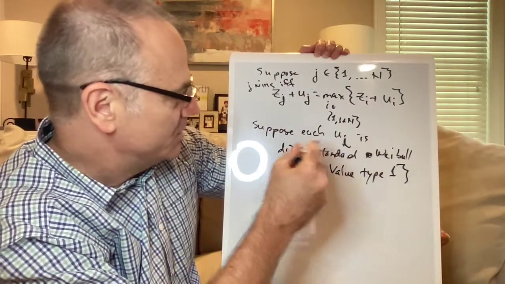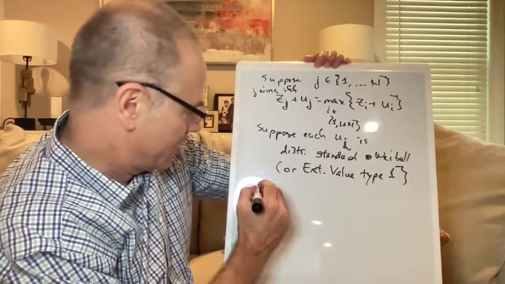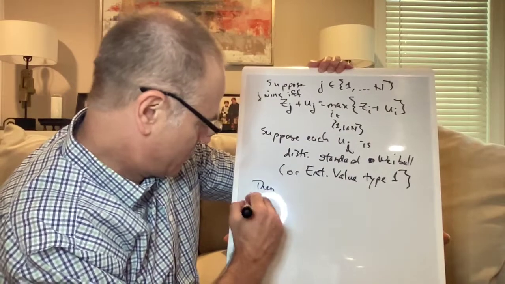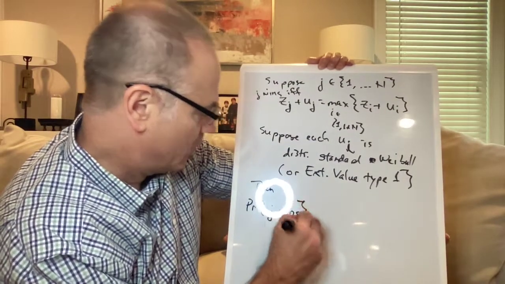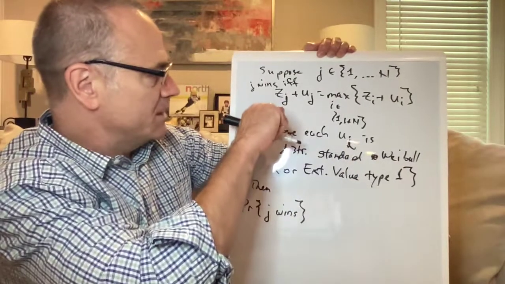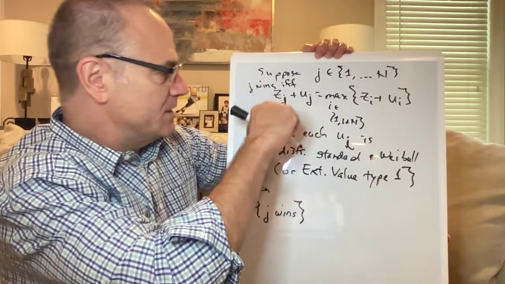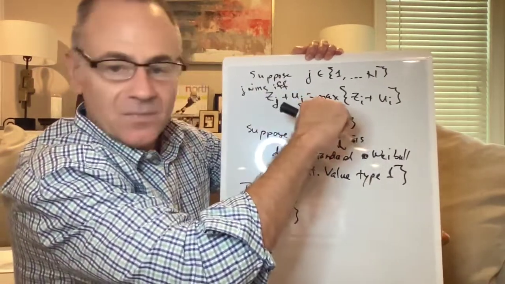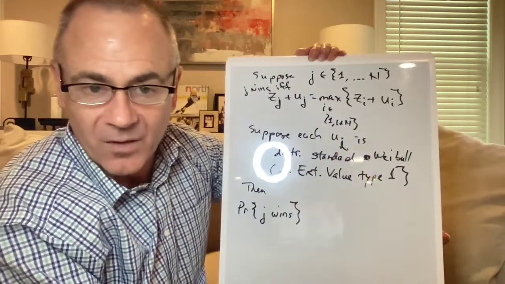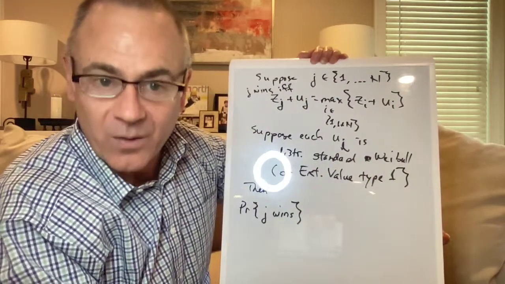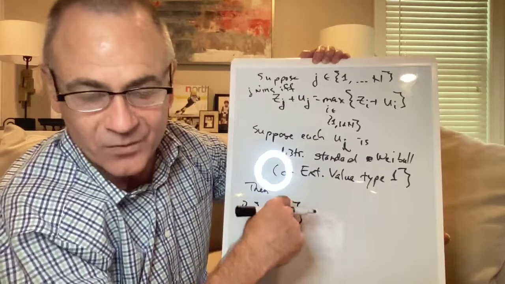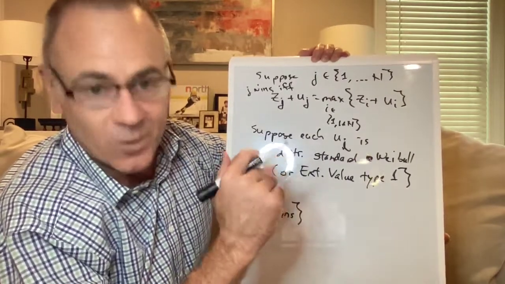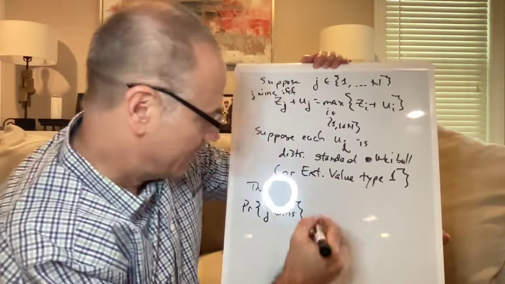So assume each U_i is distributed Weibull. Then the probability that J wins, which means that Z_J plus U_J equals the maximum of all those, is a very simple term. I'm not going to prove it, but I want you to just memorize it.